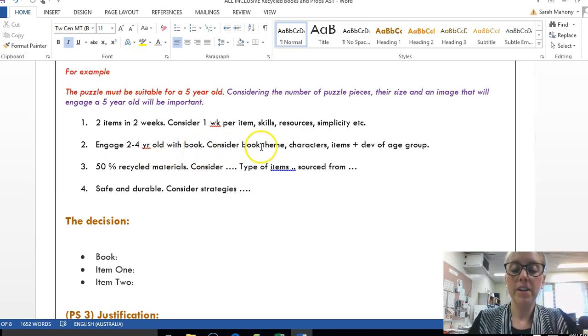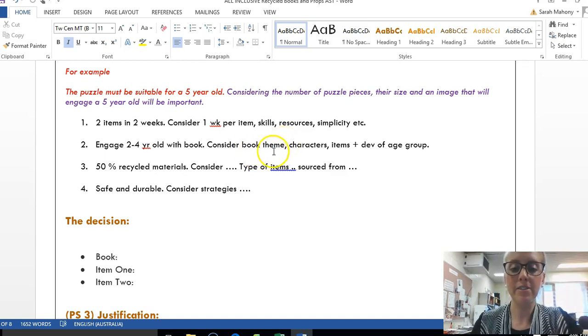So considering the book theme, the characters, items, as well as the development of the age group, if you perhaps choose specifically a 2-year-old or a 4-year-old, or you can do all of them, that's okay. But those are the sorts of things you're going to need to consider when choosing an item. Right? If your book is about a teddy bear with a red balloon, you're not just going to randomly make an elephant to go with it.